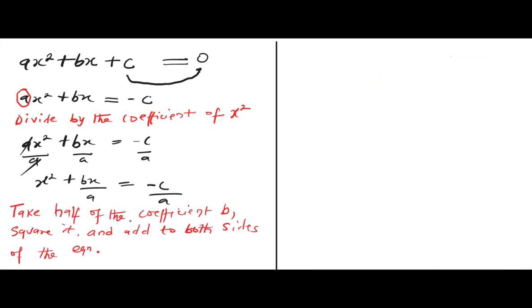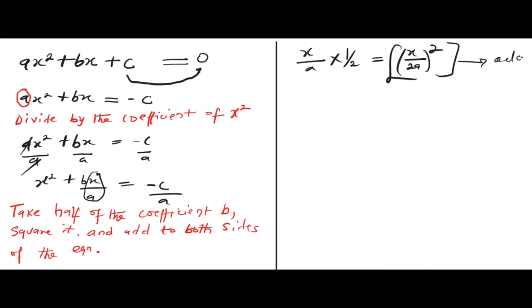Now the next step: take half of the coefficient of x, square it, and add to both sides of the equation. So the coefficient of x is b over a. This is the coefficient of x. We are going to take half of it, which equals b divided by 2a. This is the half of the coefficient, and we are going to square it. So this is what we are going to add to both sides of the equation.